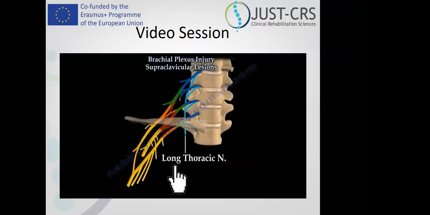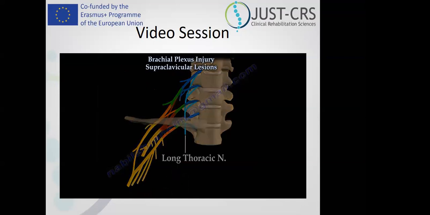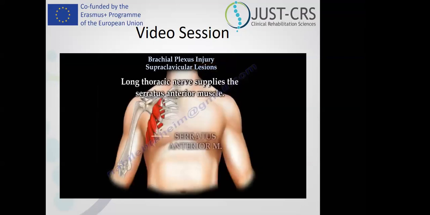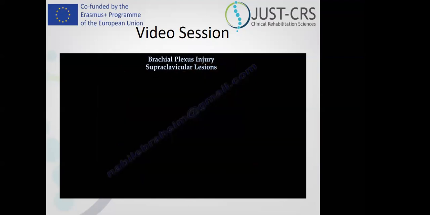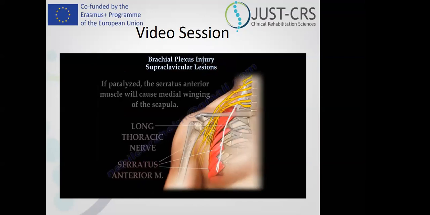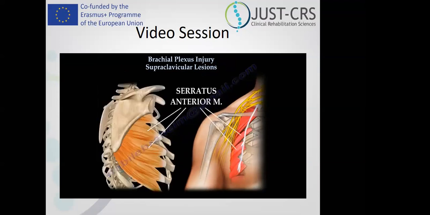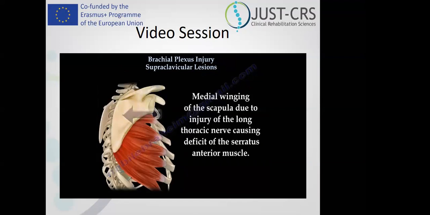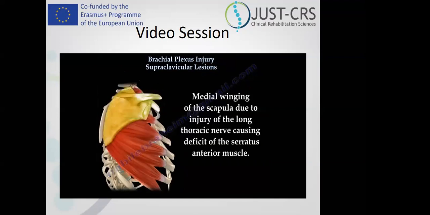The third nerve is the long thoracic nerve. It supplies the serratus anterior muscle. If paralyzed, the serratus anterior muscle will cause a medial winging of the scapula. A medial winging of the scapula is due to injury of the long thoracic nerve and the deficit of serratus anterior.